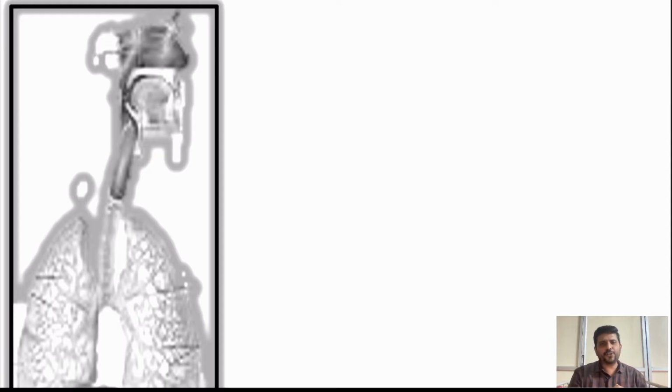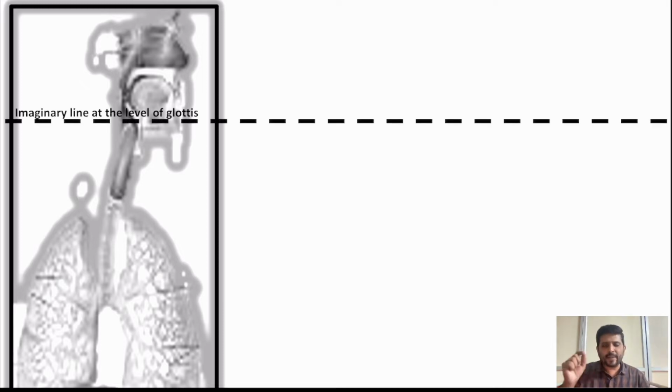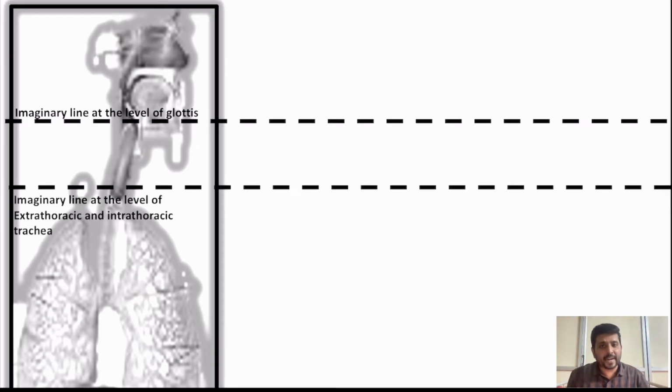To understand the art behind these respiratory noises, let us know simple clinical anatomy and physiology. Look at this picture. It shows the cross section of the human body, showing the entire respiratory tract starting from the nose to the alveoli. Let us draw two imaginary lines: one at the level of the glottis and another at the level of the junction of extrathoracic and intrathoracic trachea.